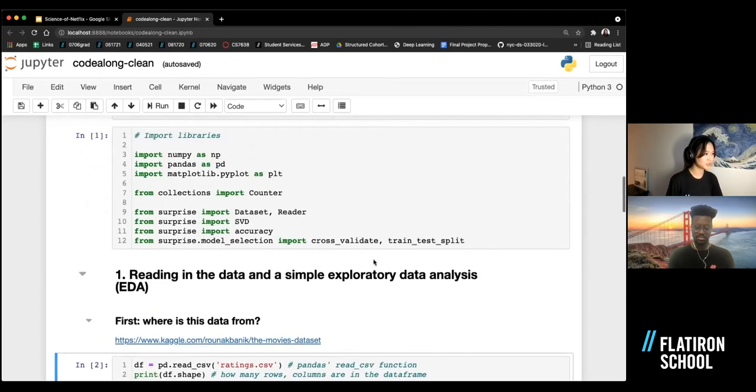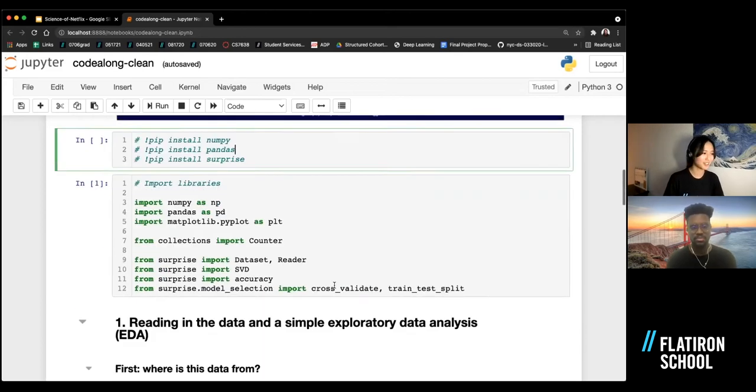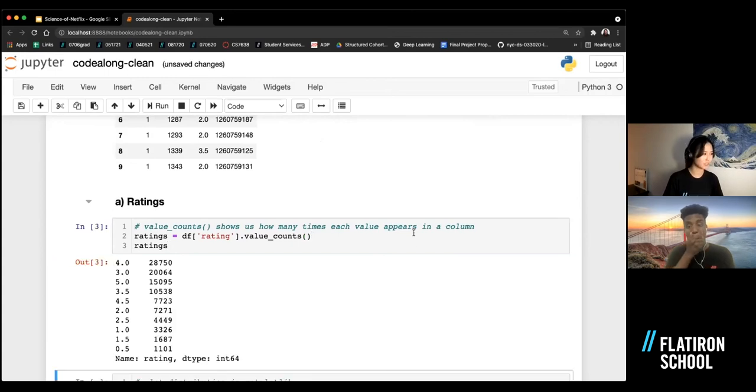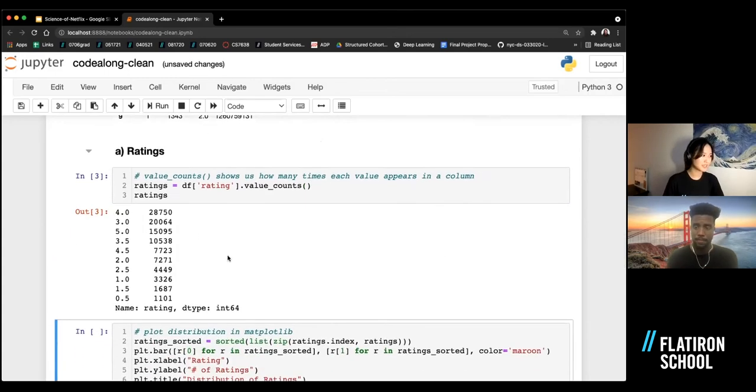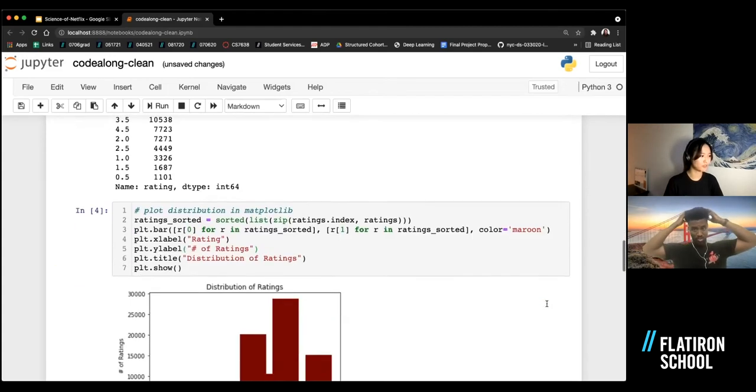So next, we're going to do the explore step: finding significant patterns and trends using statistical methods. We're not going to go into any stats today. I feel like we've already talked about a lot. But very, very simply, let's just take a look at what our data is looking like. So this basically shows us a value count of our ratings. Actually, let me show it to you in graphical form.